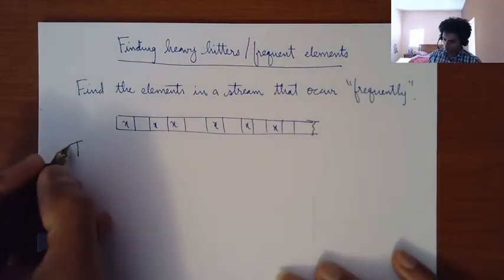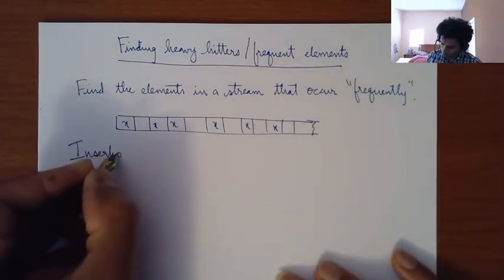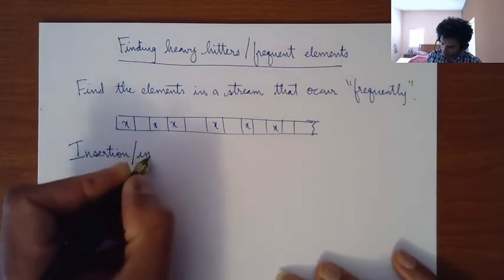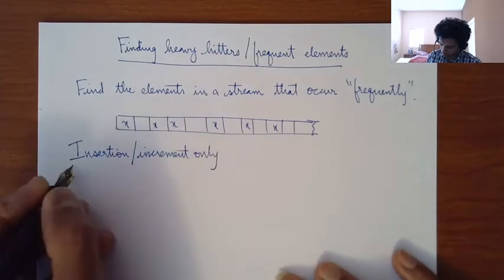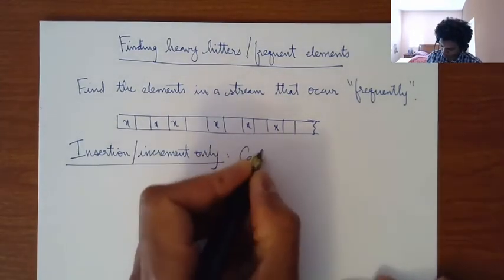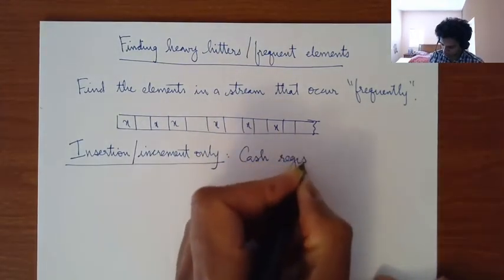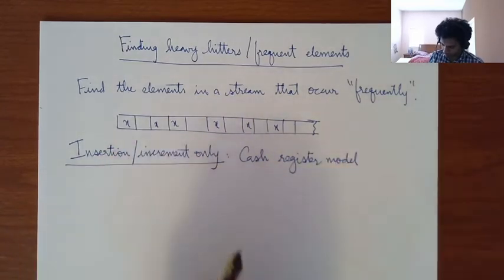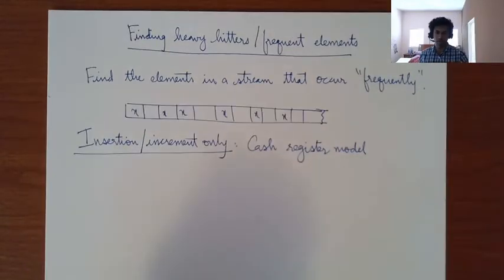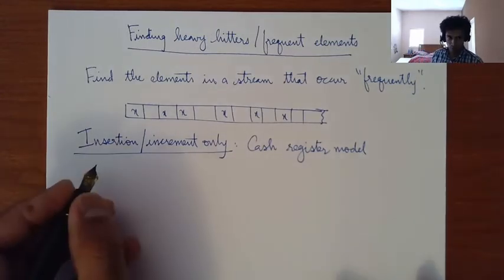So this one you can think of as insertion only, or increment only, and this is often called the cache register model. This is the model that we've been talking about so far. You get elements in a stream, and they get inserted. You're just looking at how many come.